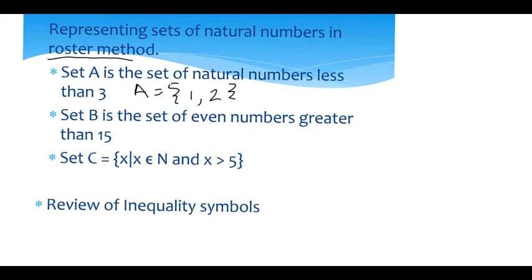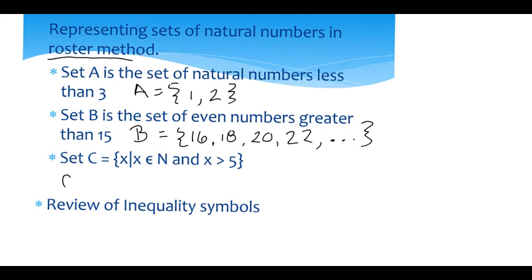Now set B is the set of even numbers greater than 15. I'll put my bracket there, and even numbers greater than 15 would be like 16, 18, 20, 22, and we can keep going infinitely. So to show that it goes infinitely, we're going to put 3 dots after 22, and then we'll close the brackets to show that it goes on forever.